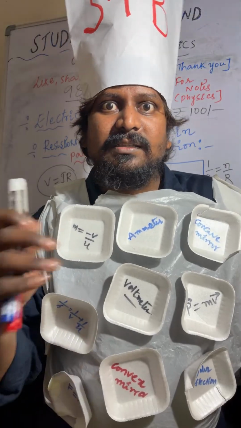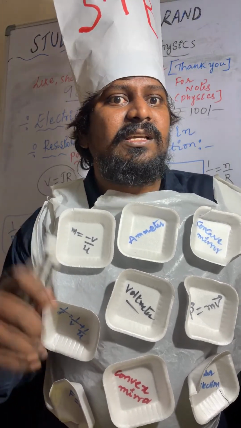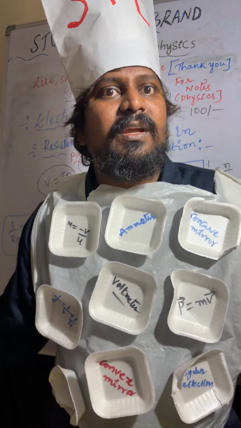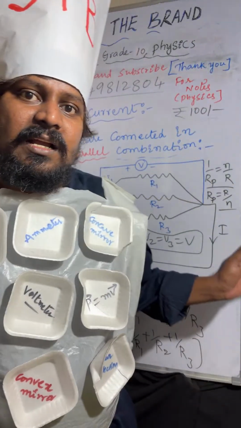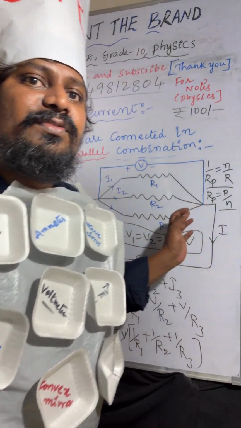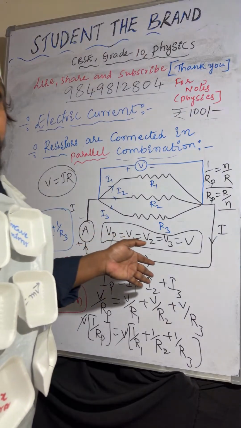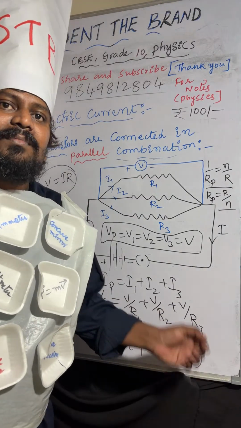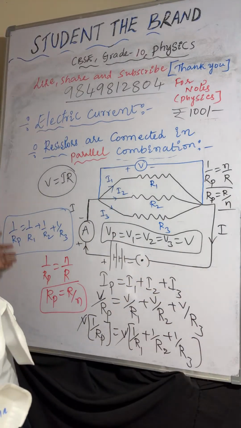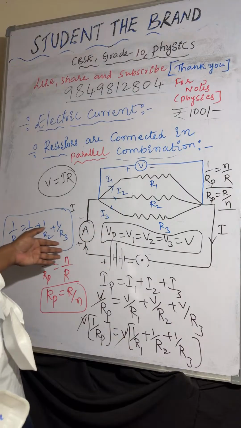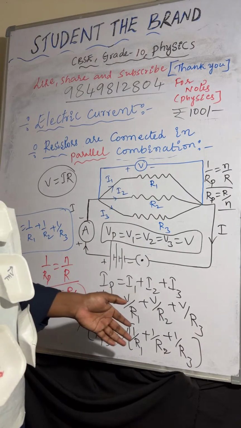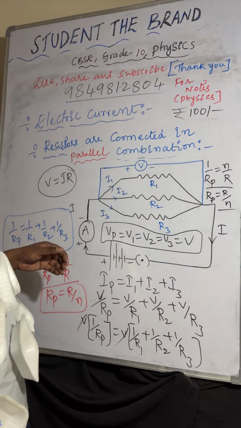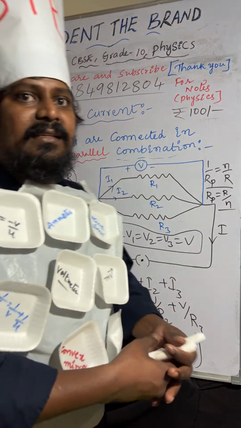After that, we discussed resistors connected in series combination and resistors connected in parallel combination. Now we conclude that when resistors are connected in parallel combination, the final formula is 1 by Rp equal to 1 by R1 plus 1 by R2 plus 1 by R3. That is nothing but, if n number of resistors are connected in parallel combination, 1 by Rp equal to n by R. So Rp equal to R by n.